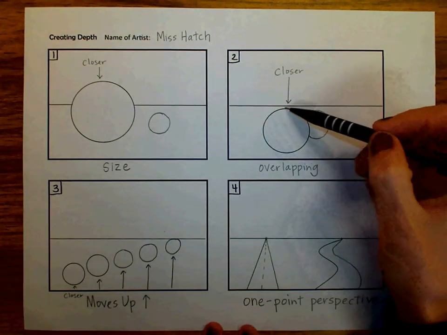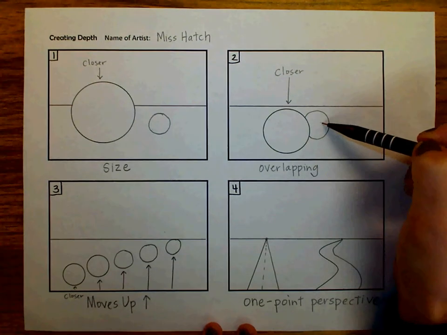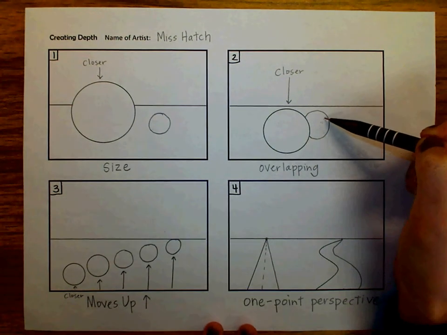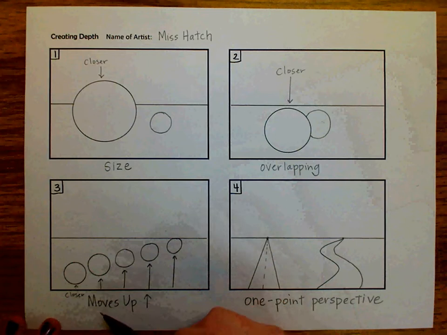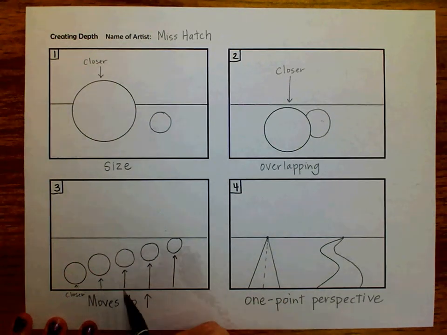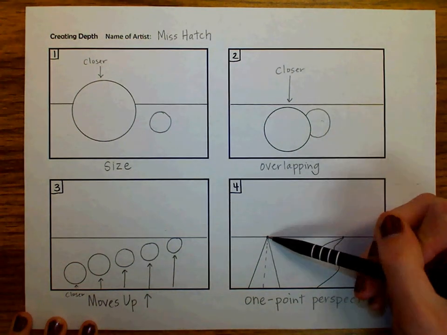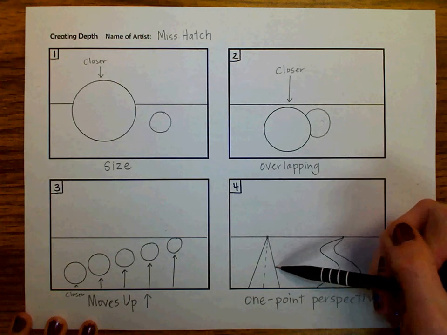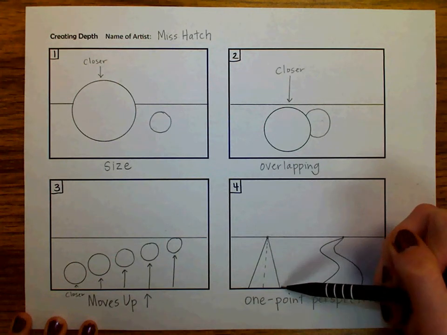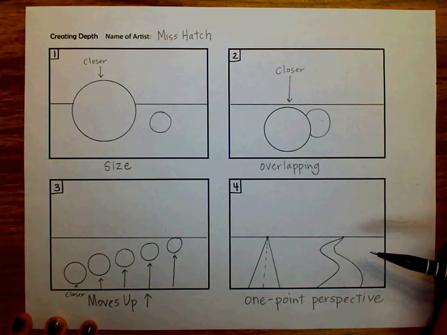So this ball is overlapping this one which is further back into space. The third was it moves up the page. And the fourth was 1-point perspective, where you put your pencil on the horizon line and your road or your path or your river gets bigger as it gets closer to you.